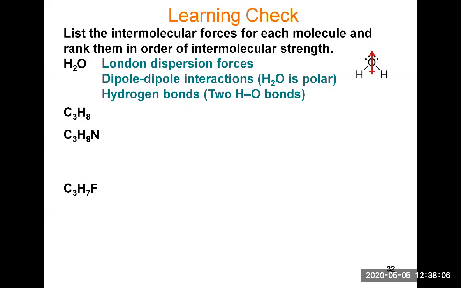C3H8. Well, it's not the Lewis structure, it's showing more how it is broken down into a chain of carbons, and each carbon is surrounded by hydrogens. And so that means we only have carbon-carbon and carbon-hydrogen bonds. And we know these bonds are nonpolar, so it's a nonpolar molecule.